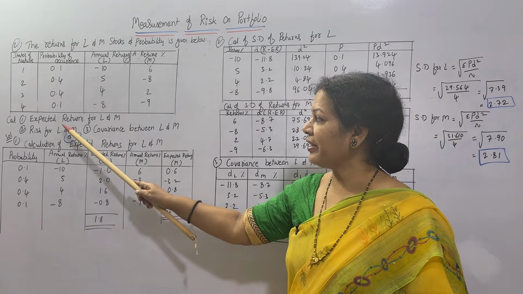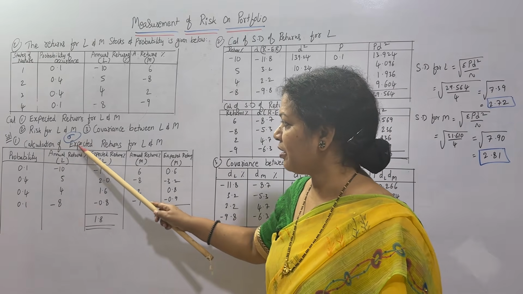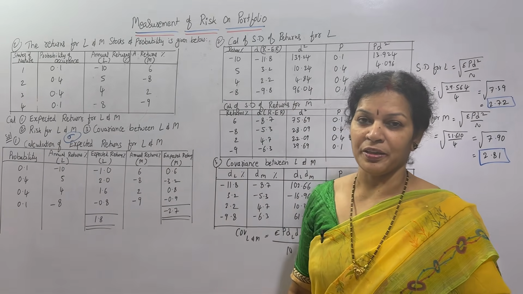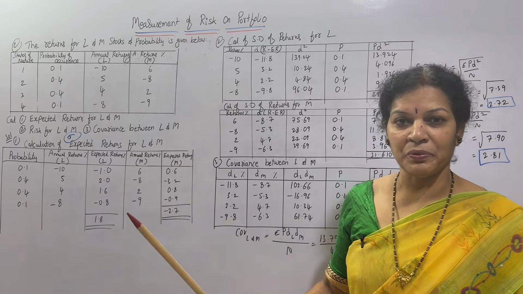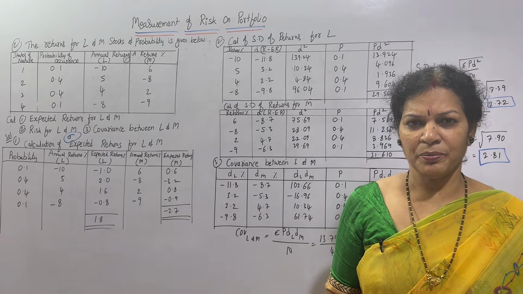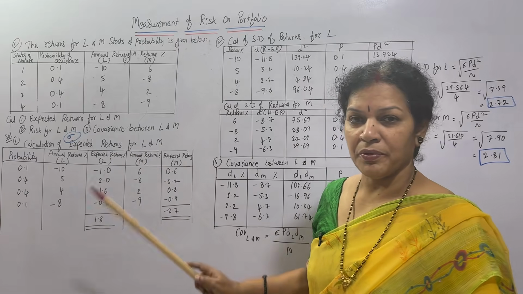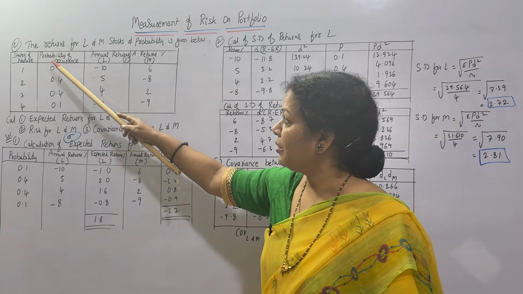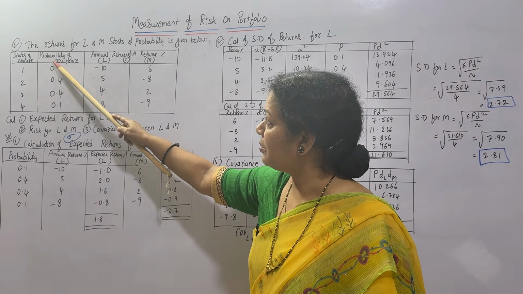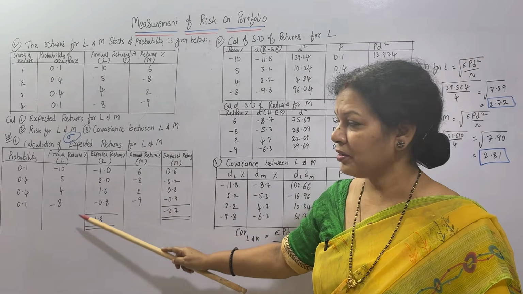First let's focus on the expected return for L and M. I kept a heading: calculation of expected returns for L and M. If I have to do the calculation it will take lots of time, so I have done the problem already and I'll explain it. Simple calculations. For expected returns for L and M, I have drawn a table. One is probability, I have written as it is, then annual returns.